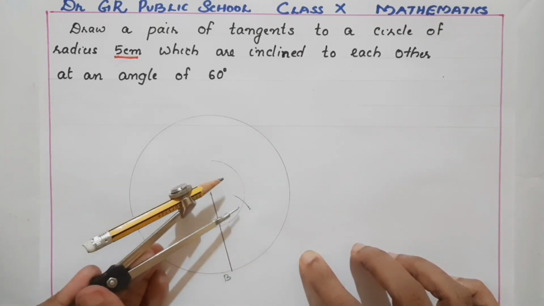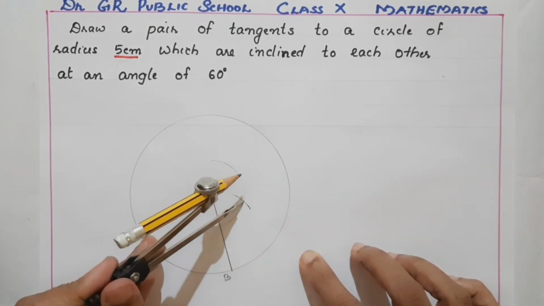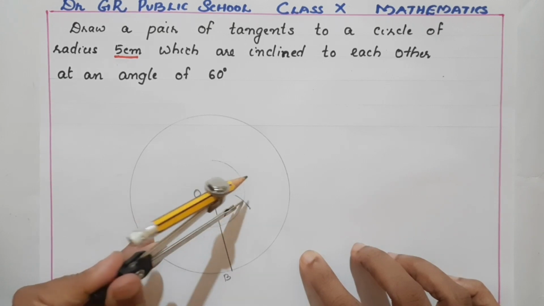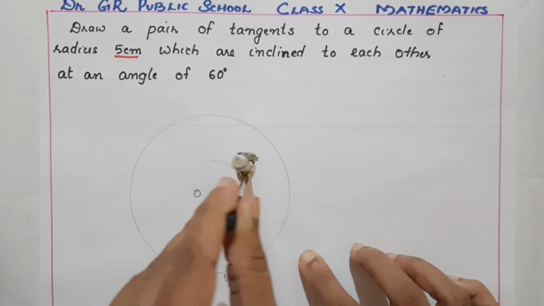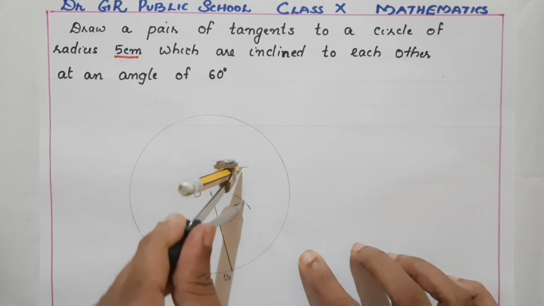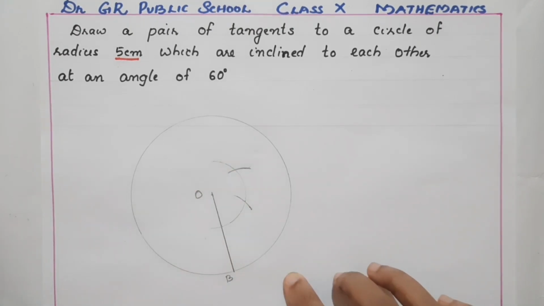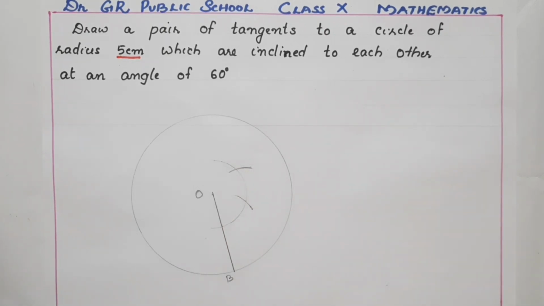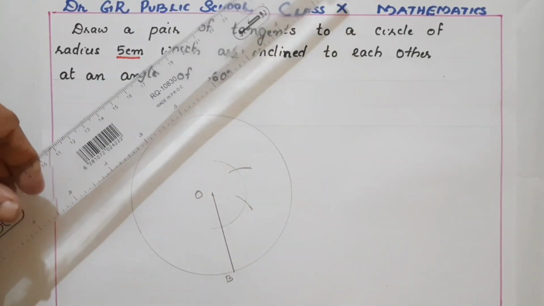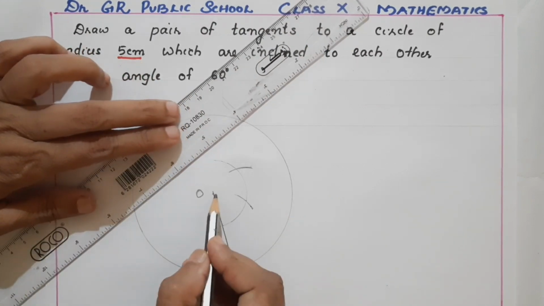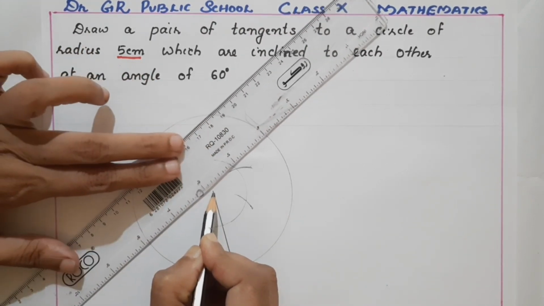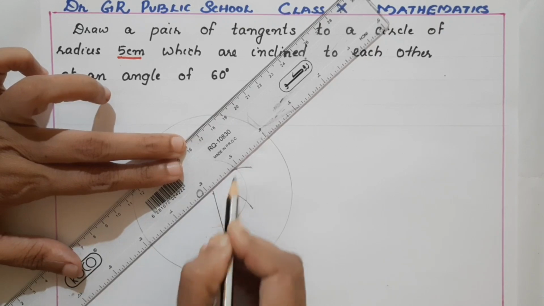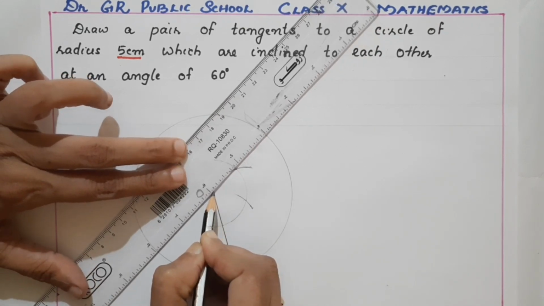Then we need one more 60 degrees to get 120 degrees. So again we fix the compass at this new point of intersection, then draw one more arc. So now this much will represent 120 degrees. Now we can have the second radius by joining the center and this point of intersection.